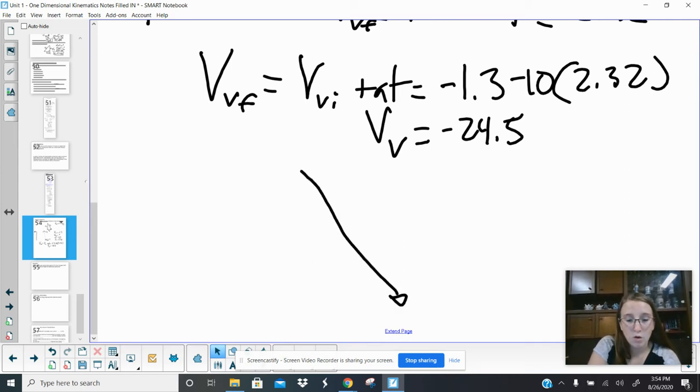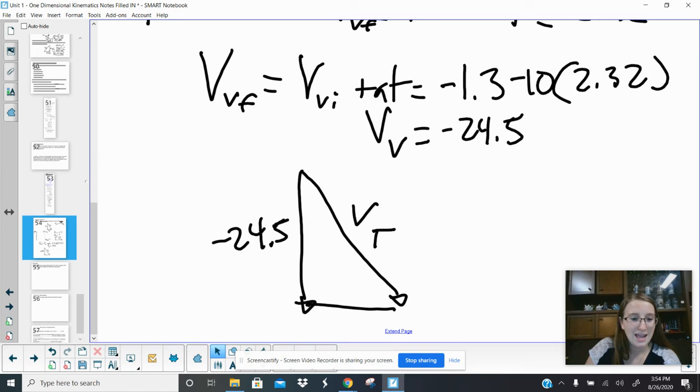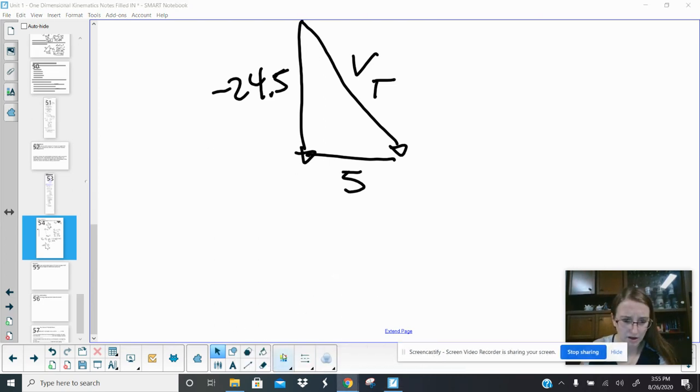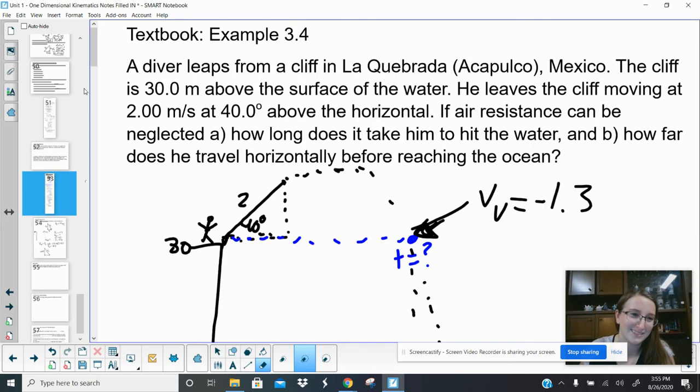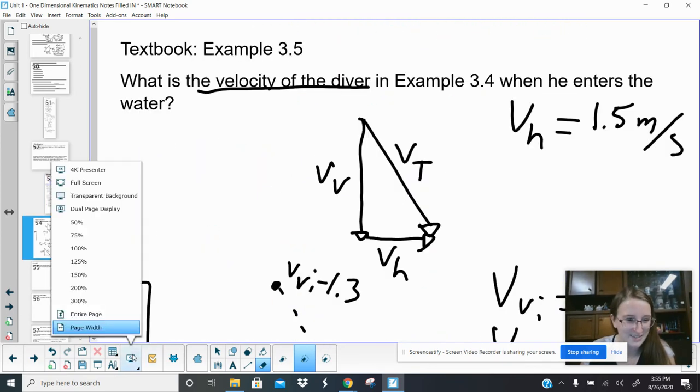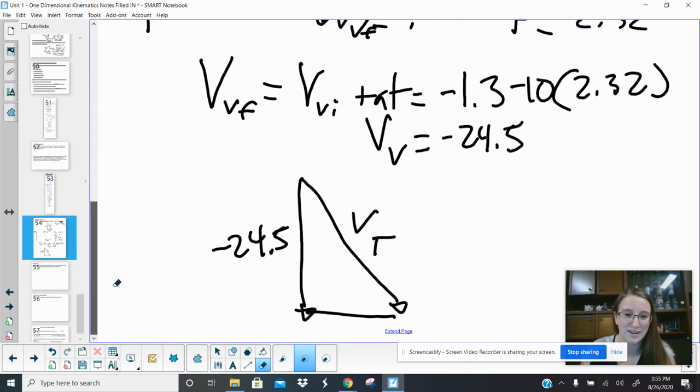Once more, we're looking for the total velocity. We now know he has a negative 24.5 vertical and a positive 5 going this way. Oh, I'm all over the place, guys. I'm sorry. It's not 5. That's from a different question. The vertical is 24.5, and the horizontal is 1.5. This is a mess.